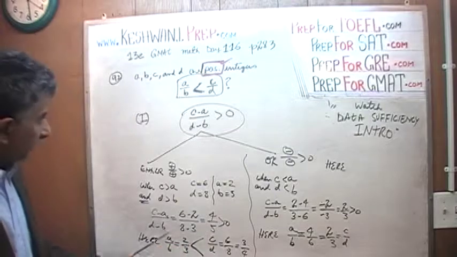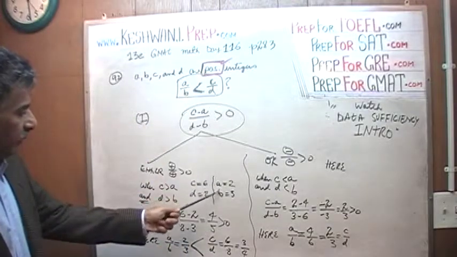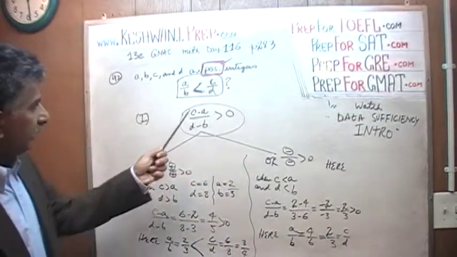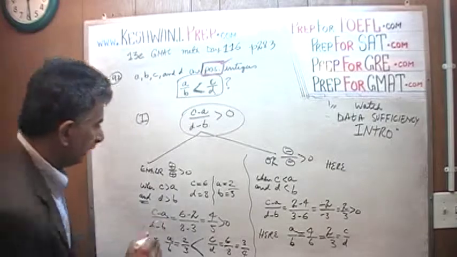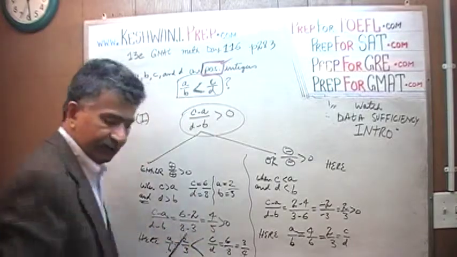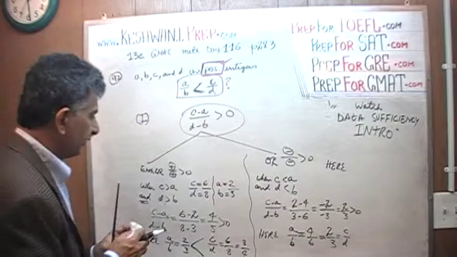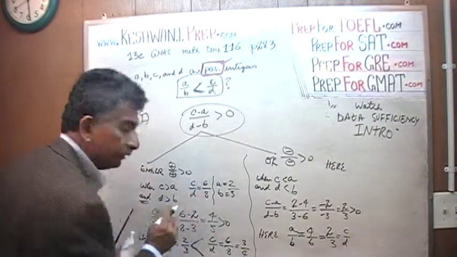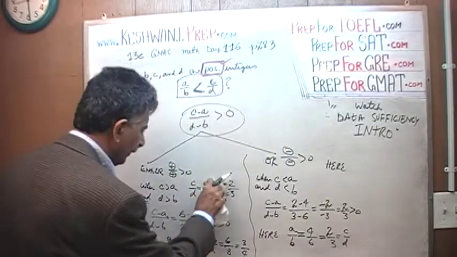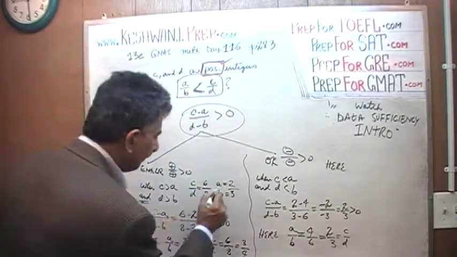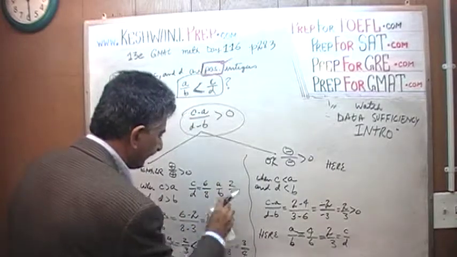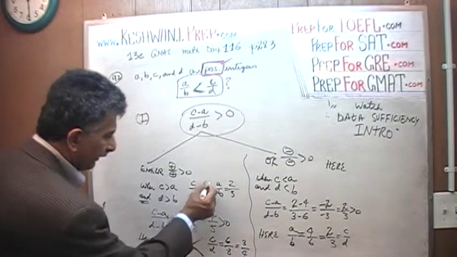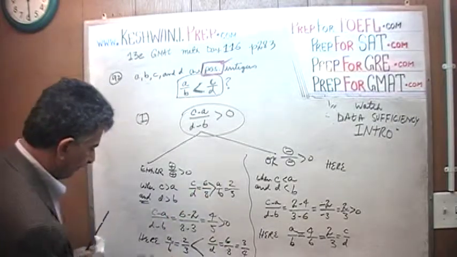But what happens here? If you look at this ratio, a over b is going to be 2/3. And similarly, c over d is going to be 6/8, which is the same as 4 quarters. Oh, sorry, 3 quarters. I didn't mean to say 4 quarters. And if that's the case, we can clearly see that 3 quarters is greater.